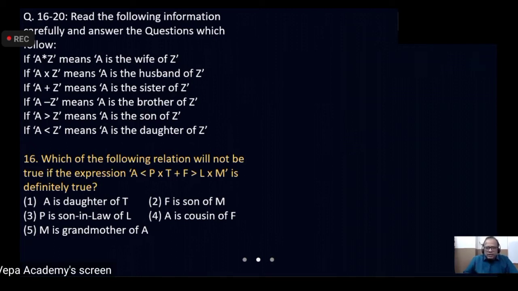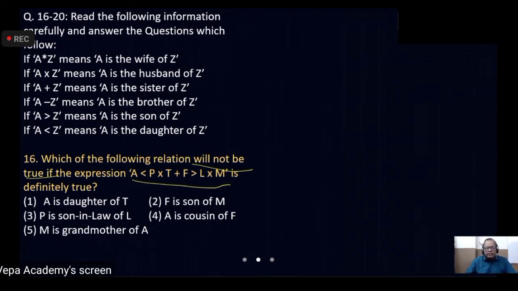definitely true? That means they have given us an equation representing the relations in the coded form, and they are saying that this is true. Then out of 5, which will not be true? Whenever you see will not be, immediately you have to say that means out of 5, 4 will be true. I have to find the one that is not true. In the examination, always you should speak to yourself. When you speak to yourself, there will be clarity. So whenever you see which will not be, that means out of 5, 4 will be true.